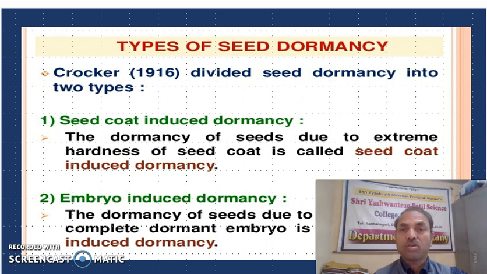Then types of seed dormancy. Crocker in 1916 divided seed dormancy into two types: seed coat induced dormancy and embryo induced dormancy. The dormancy of seeds due to extreme hardness of the seed coat is called seed coat induced dormancy. Embryo induced dormancy means the dormancy of seeds due to a rudimentary or completely dormant embryo.